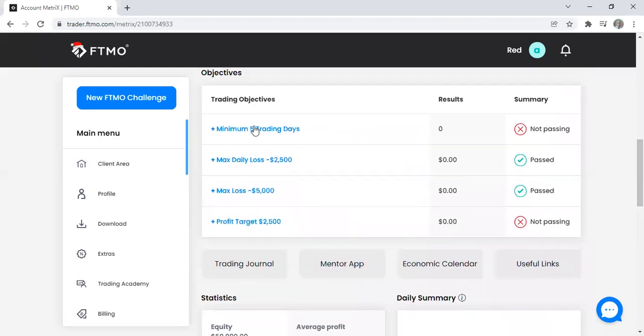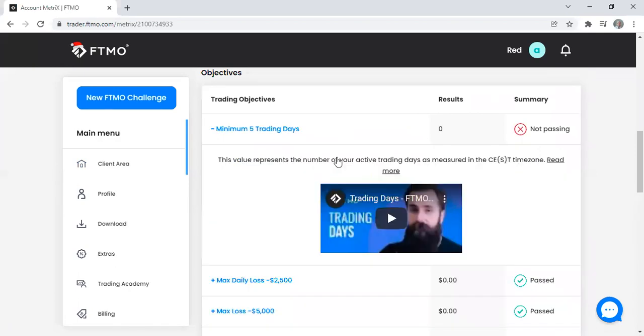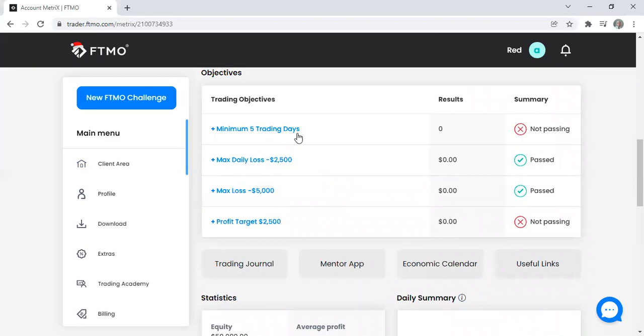The trading objectives on a $50,000 account are very clearly explained, and you can read up on them here. The minimum is 5 trading days, so you have to have at least 5 days worth of trading in order to pass. Maximum daily loss: you shouldn't exceed $2,000 in losses in a single day. Then the maximum loss is $2,500, so overall your account shouldn't go below 45,000 US dollars.